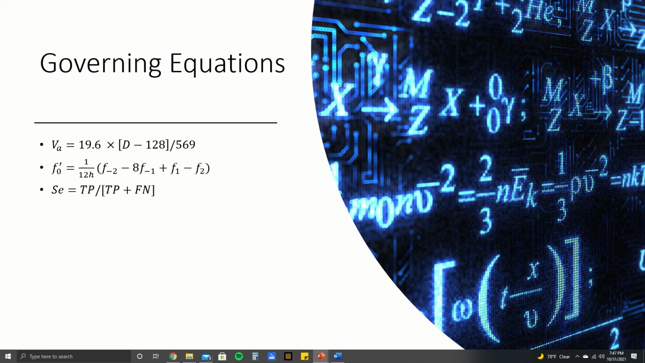The second one is a Lagrange 5-point interpolation that is then used in order to find the R peaks and the R points, which they then use in order to measure the consistency of the prototype itself. Last but not least, the SE equation, which is the third equation, is also used to find R peaks. However, it is used in order to determine the sensitivity of the device itself.